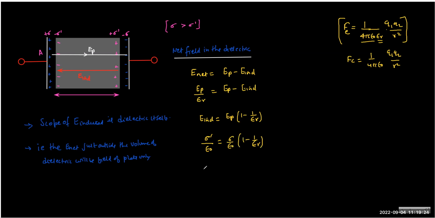Is this clear? Yes. So you can see the induced charge density is how much? It is the actual charge density times (1 minus 1 by K). So this is the first formula.